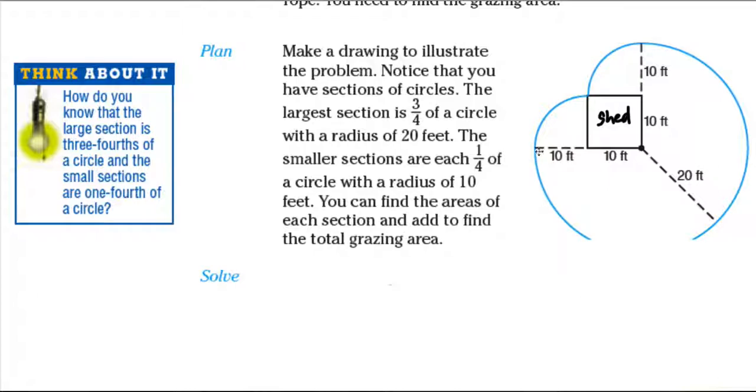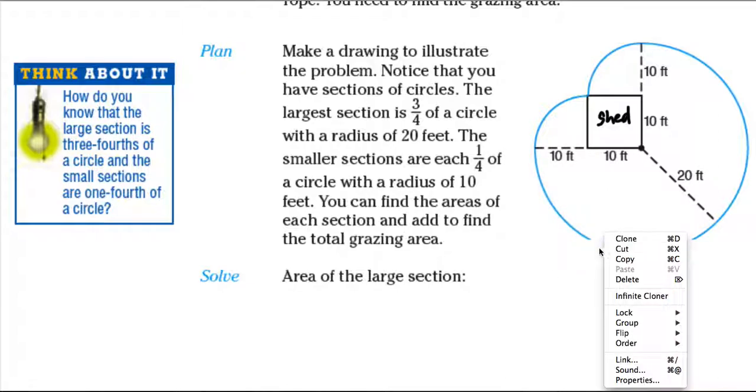So our plan is we want to find the area of 3/4 of this big circle and the area of these two 1/4 circles, and add them up to be able to find the area of our grazing area right there.